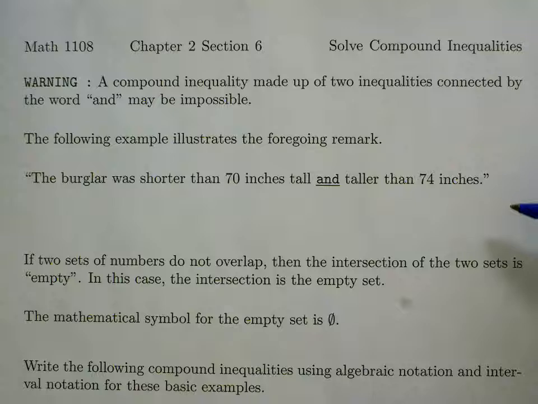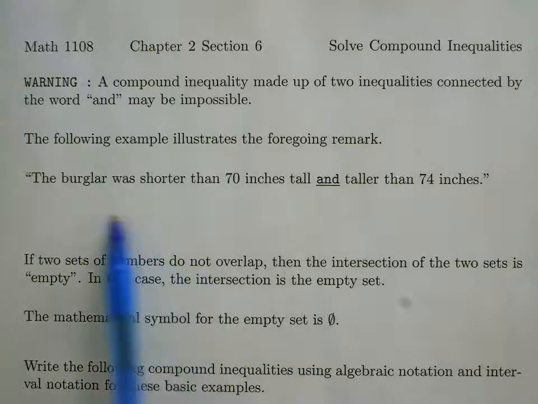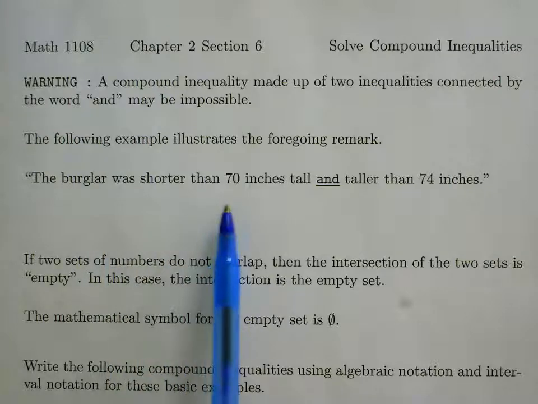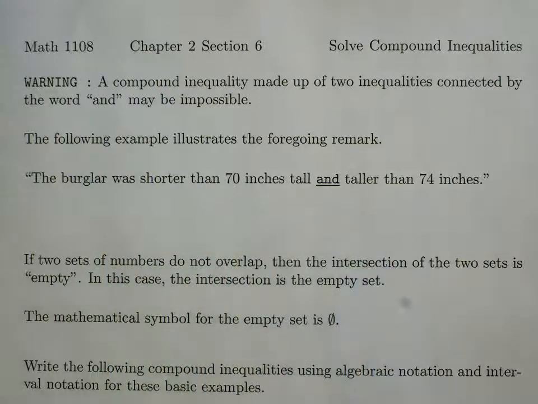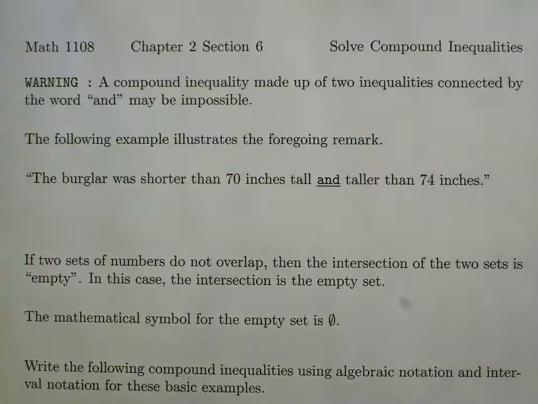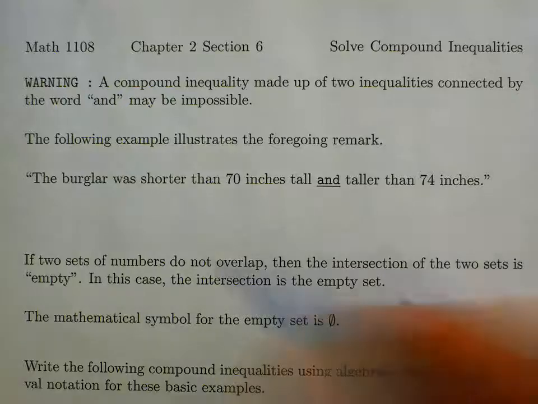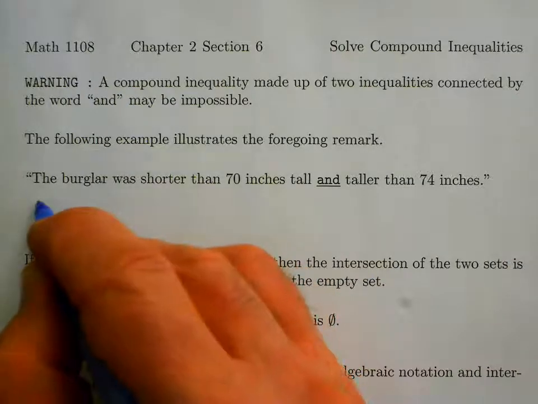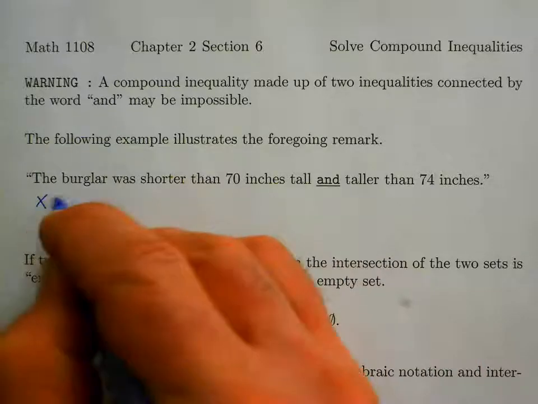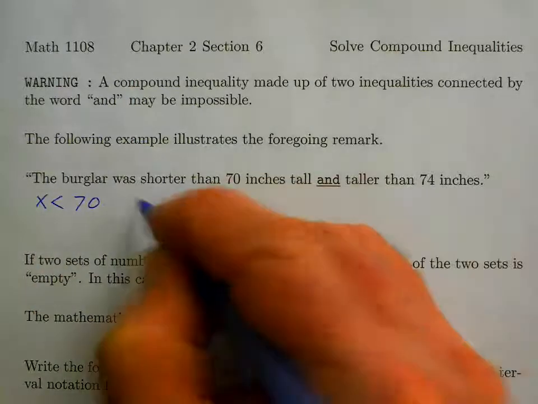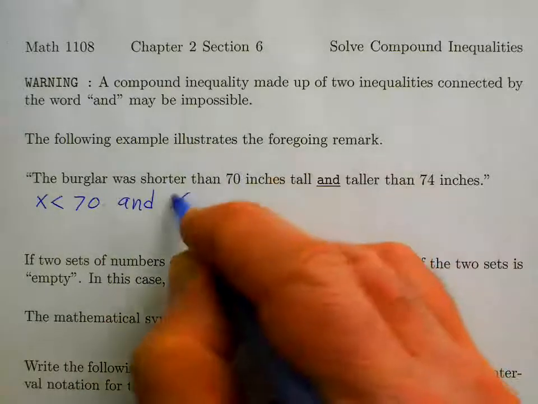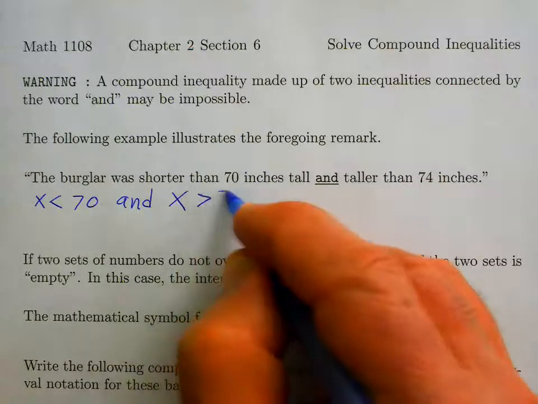So the police officer would probably look cross-eyed at the person who described the burglar that way. Well, it's impossible for the burglar to be shorter than 70 inches and at the same time taller than 74 inches. Okay, if you write it in algebraic notation, we could say, well, let's see, shorter than 70, so x is less than 70, and x is greater than 74.